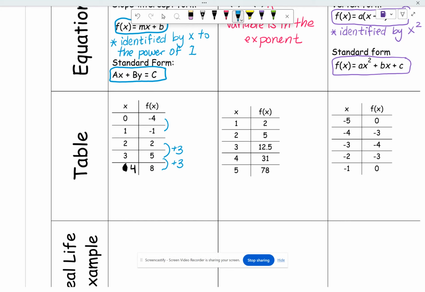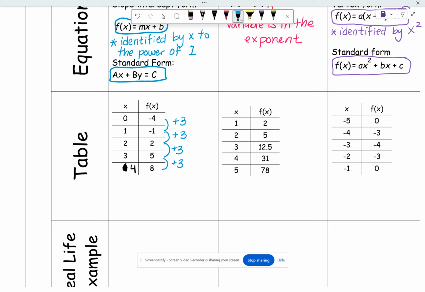From -4 to -1. Let's see, if I do -4 plus 3, does that give me -1? Yeah, it does. If I go from -1 and I add 3, does that give me 2? Yeah. So sometimes if I start with the positive numbers, it just makes it a little bit easier. Otherwise, you could rely on a calculator, right? Oh, look, this is called a common difference. Common meaning the same number.